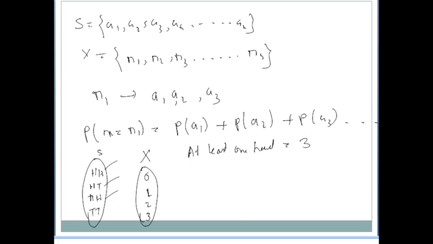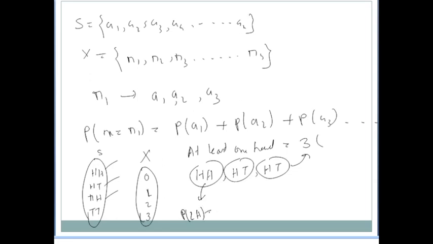Now what will happen is that for at least one head, how many of the events of the sample space are associated? For at least one head, two head, one head and one head will all be associated with the at least one head condition. So the probability of two head will be 1 by 4. The probability of each one head will be 1 by 2.